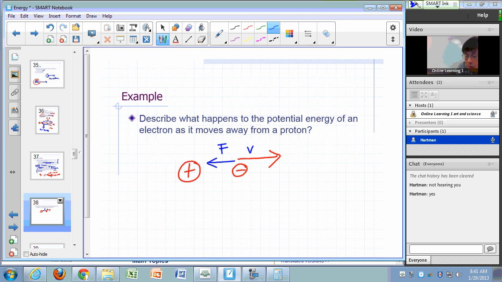So the force is this way, the velocity is positive, the force is negative, so in the opposite direction. So what happens to this electron as it moves away? It's being pulled back, so is it going to speed up or slow down? As it moves away, it's going to slow down. So what's going to happen to its kinetic energy? It's going to go down. And so what's going to happen to its potential energy? It's going to go up, the opposite direction, right?